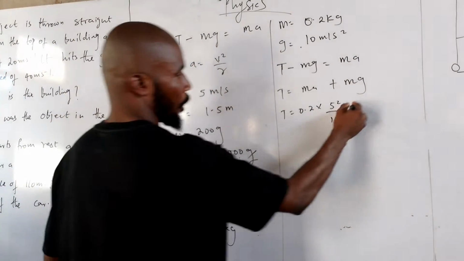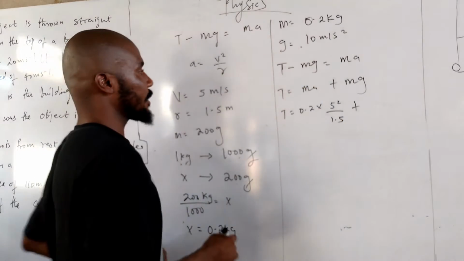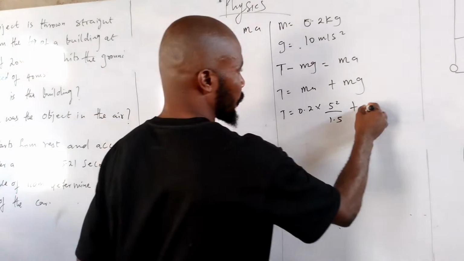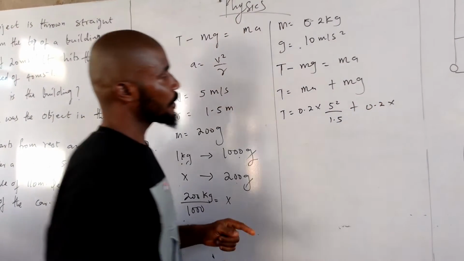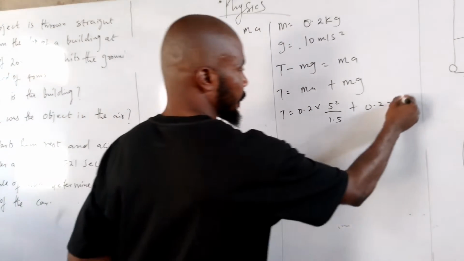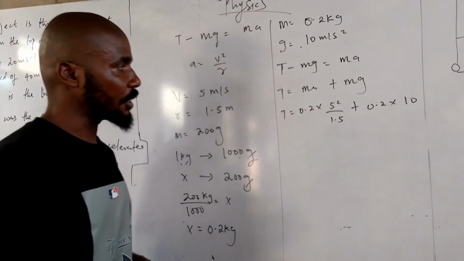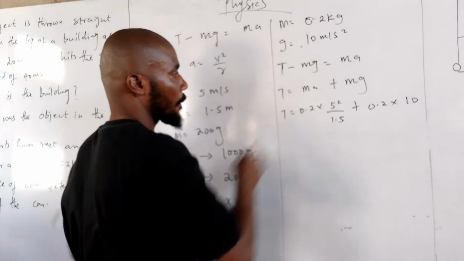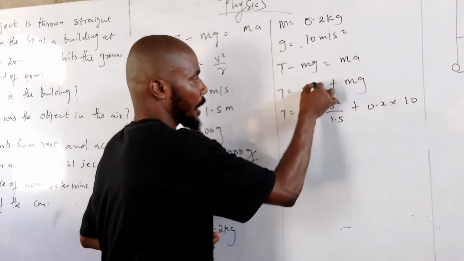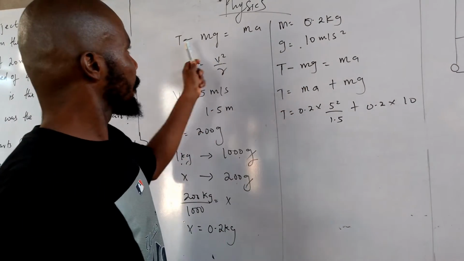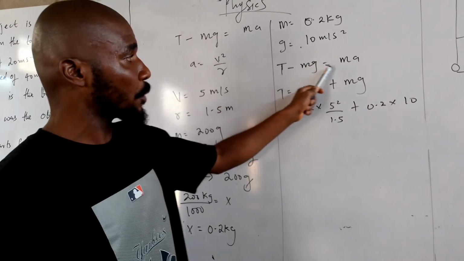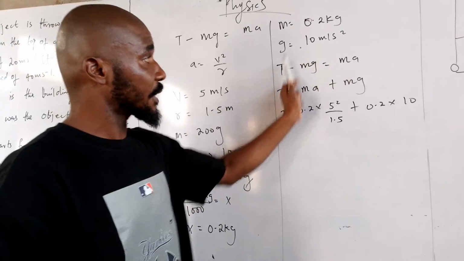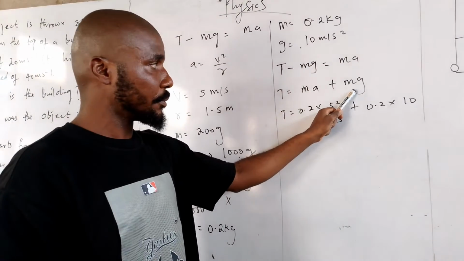1.5 plus my mass is given as what? 0.2 times my g is given as what? 10. See, it's very, very easy to see. Okay, let me recap again. From my T minus mg equal to mass and acceleration, this can cross over here to give us plus.